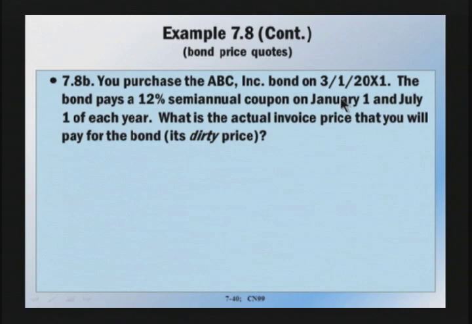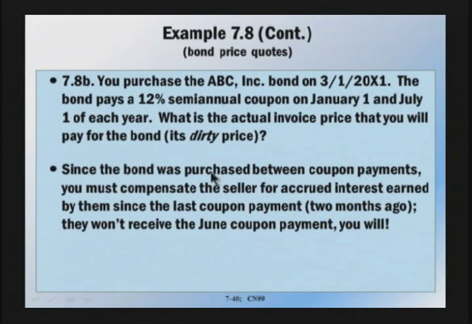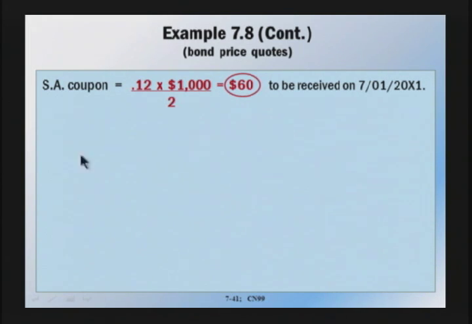In fact, 2 months of the coupon are theirs, and the bond is paying coupons every 6 months. So since you buy the bond between the coupon dates, you're going to have to compensate them for the 2 months worth of the coupon, since you're going to get that coupon on July 1. Well, with a 12% coupon rate for the year, paid semi-annually, each coupon payment is $60. You're going to buy the bond on March 1st. You'll get the $60 coupon on July the 1st.